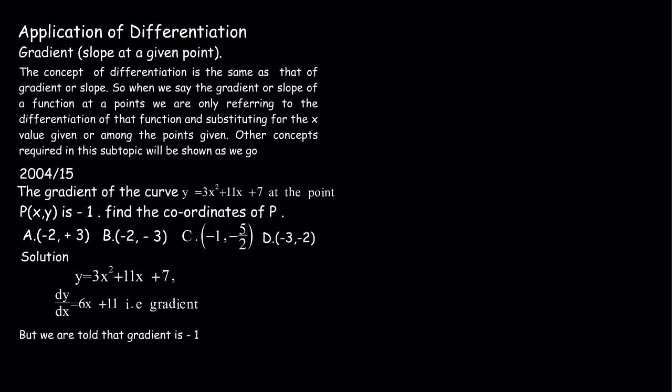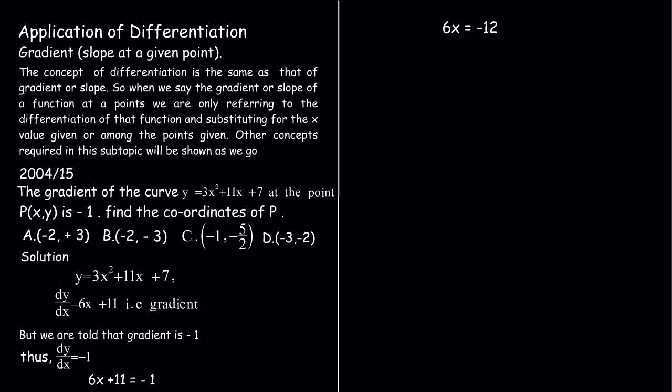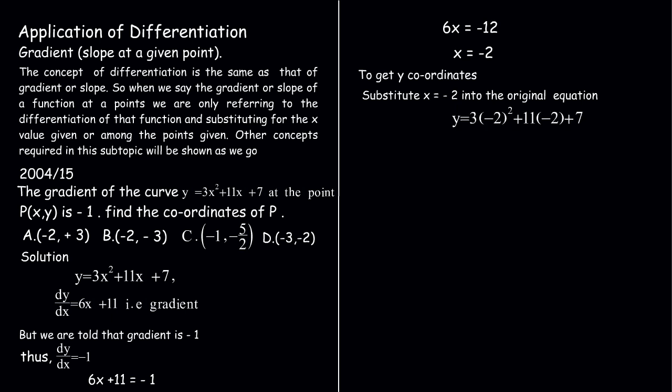But we are told that the gradient is minus 1, thus dy over dx is equal to minus 1. Now substituting minus 1 for dy over dx, 6x plus 11 will be equal to minus 1, and 6x will be equal to minus 12. Simplifying further, x will be equal to minus 2. To get the y coordinate, we substitute x equals minus 2 into the original equation. Doing so, y will be equal to 3(minus 2) squared plus 11(minus 2) plus 7, which will be equal to 12 minus 22 plus 7, which is equal to minus 3. So the coordinates of the point P are minus 2 and minus 3, and the correct option is B.